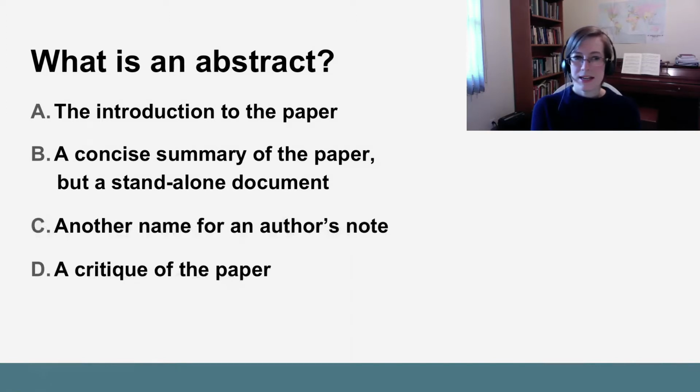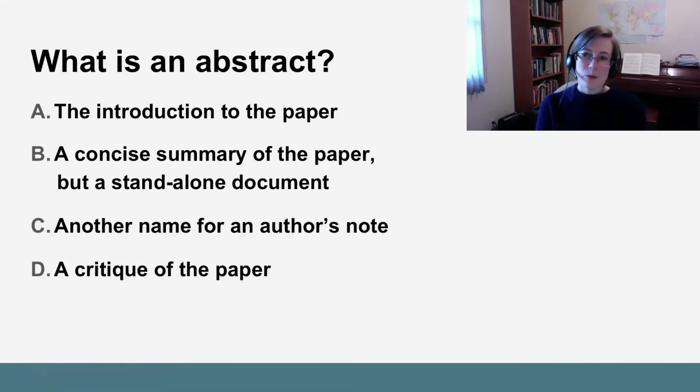So in this case, the answer is actually B. It's a concise summary of the paper, but a standalone document. An introduction to the paper is not going to have all the same components that an abstract has. It's going to be a much more extended background, whereas an abstract is going to have some other components, which we'll talk about.